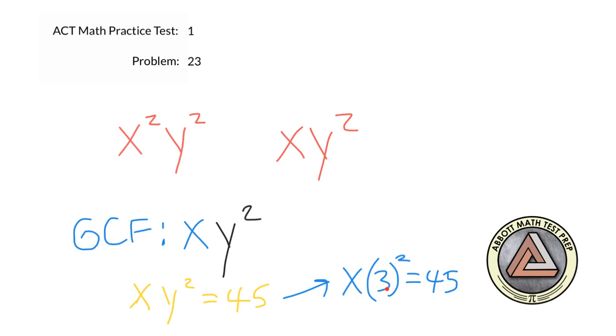So y could be 3. Once again, we have some number times a perfect square that gives us 45. The perfect square factor of 45 is 9. So what squared gives you 9? 3. So that's how you do that one. That is answer choice E.